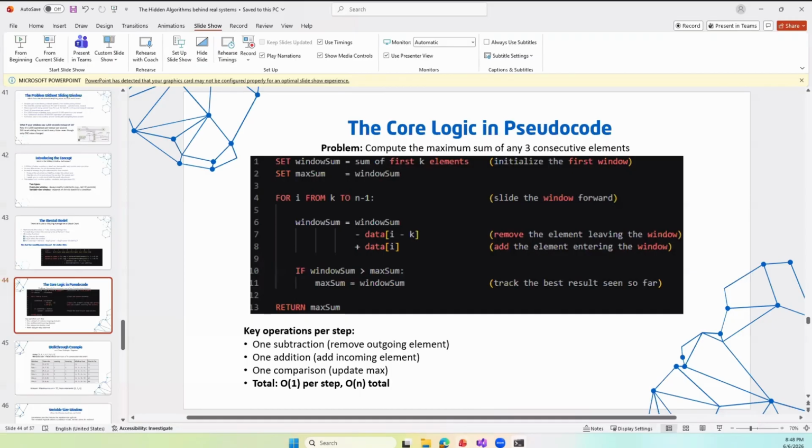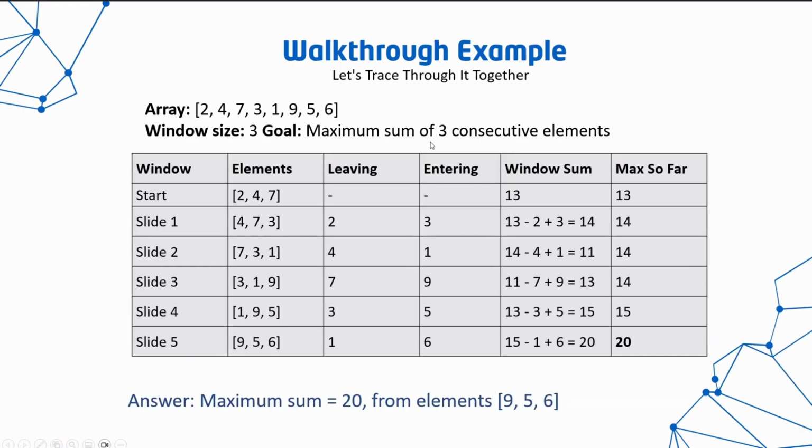I just want to walk through this example here. So I have the array and my window size is 3. The goal is the maximum sum of 3 consecutive elements, which is the same thing we did in our algorithm. So we start with 2, 4, 7, no leaving and no entering. So the initial sum is 30. And then 2 is leaving, 3 is entering, and we do the sum, it's 14. So we are traversing through the whole array and then finding out what's the max.